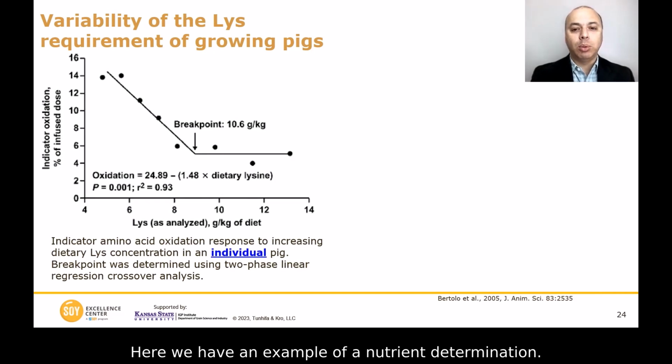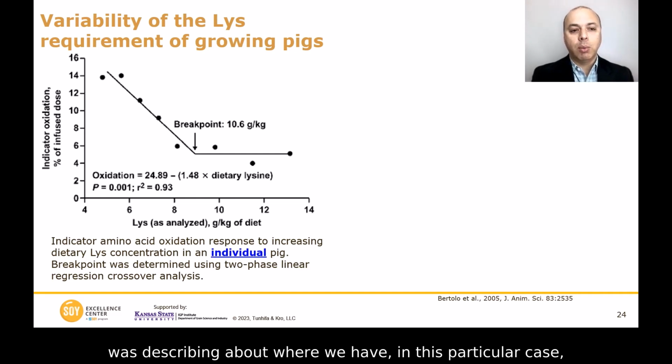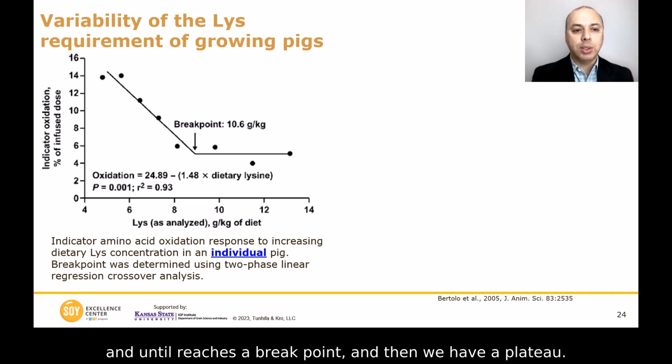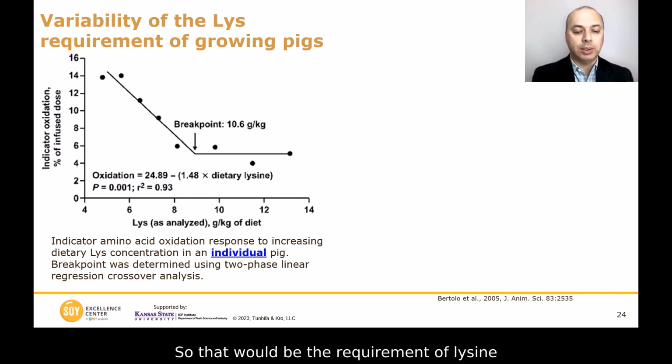Here we have an example of a nutrient determination. In this case, we're going to use lysine. So this is that typical curve that I was describing, where in this particular case, because we're using the indicator oxidation method, we have a slope that is decreasing until it reaches a break point, and then we have a plateau. The break point in this case is indicated as 10.6 grams per kilogram. So that would be the requirement of lysine for this particular group of pigs.